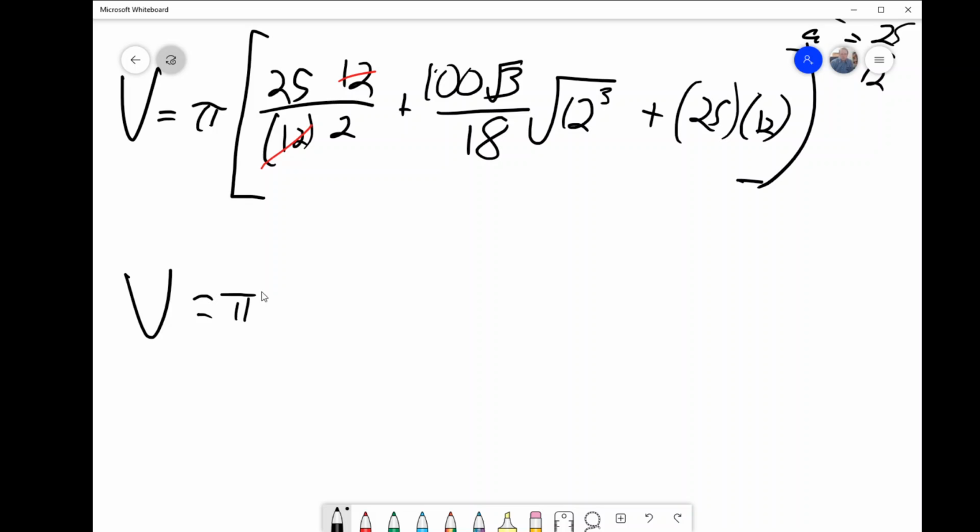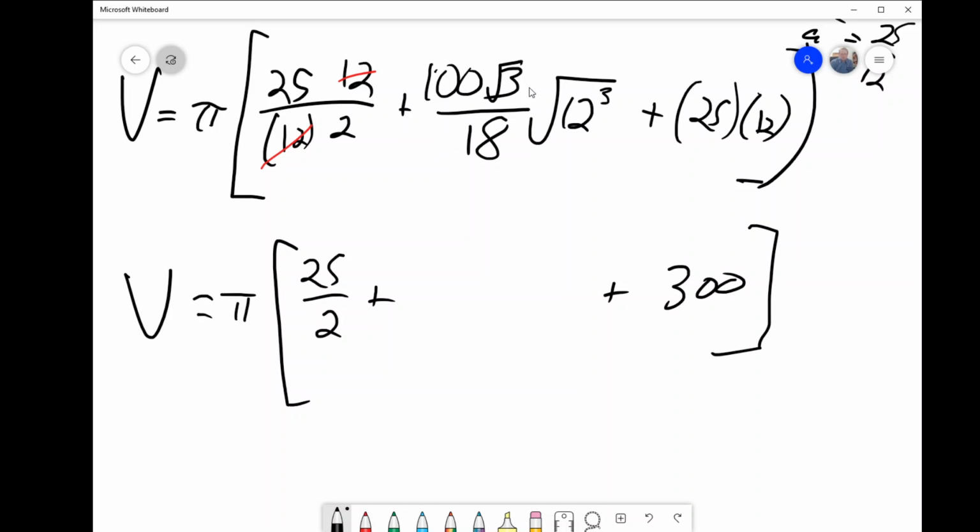So our v is pi times 25 over 2. Out here we're adding 300. The middle term is going to be the one that's a little bit tougher to simplify. So we know we have a 12 cubed. We could pull a 12 squared out to have just a 12 on the outside.